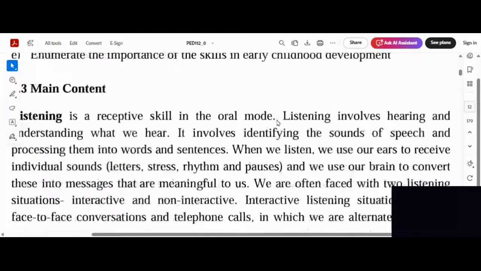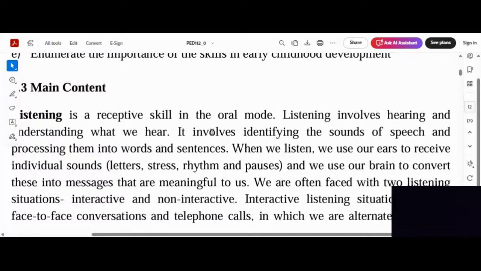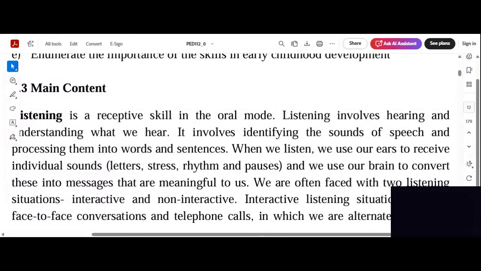So skill number one we're starting with today is listening. Don't forget, the skills are either receptive skills or productive skills, what we've learned earlier, that is either a receptive skill or a productive skill, literacy.